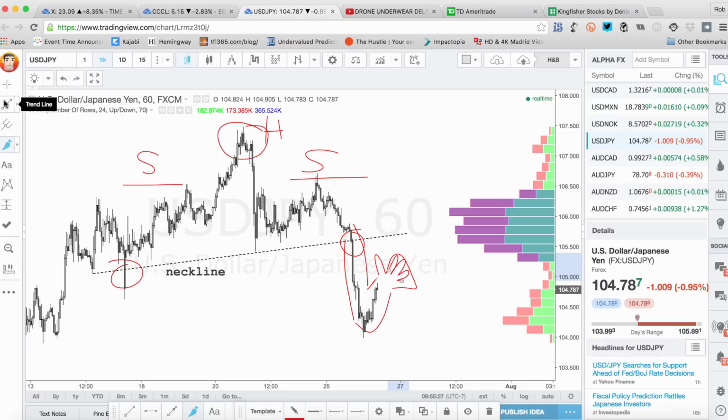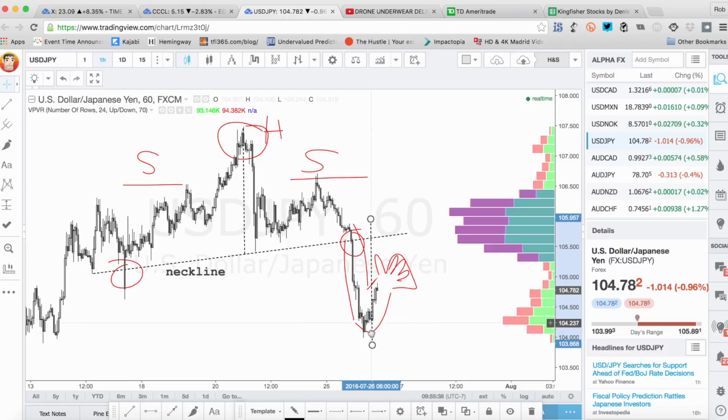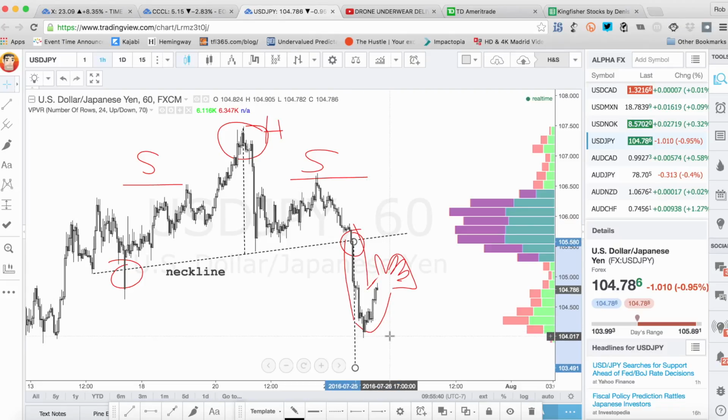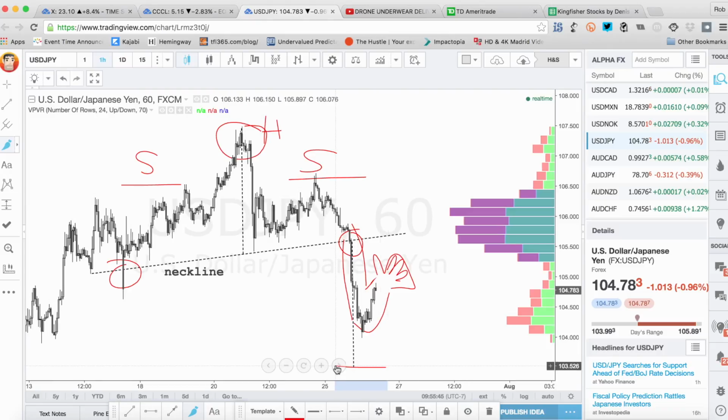How far will the move go and where do you stop out? To measure how far the move goes, you measure from the top of the head to the neckline. You make a copy of that line, and then you put that line right underneath the break. That gives you an expected move all the way down to this level. That's how you figure out how far you think this can go. And if you break out below this neckline and then you move back up into the shoulder area, you stop out of the trade.